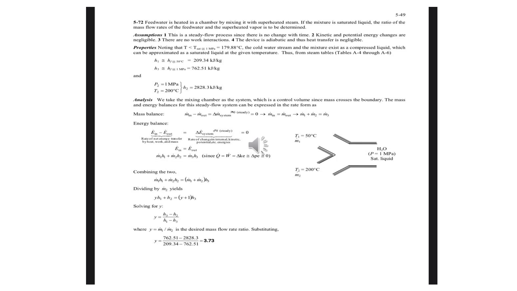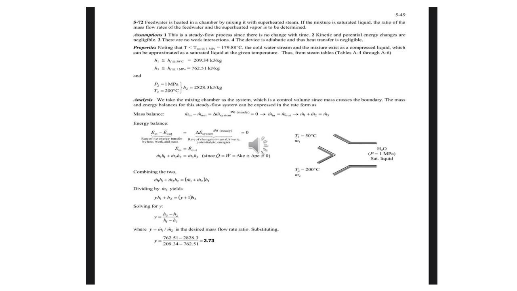Problem statement: feed water at 50 degrees Celsius is heated in a chamber by mixing with superheated steam at 200 degrees Celsius and 1 megapascal. The goal is to determine the mass flow rate ratio of the feed water to the superheated vapor when the mixture exists as a saturated liquid at 1 megapascal.